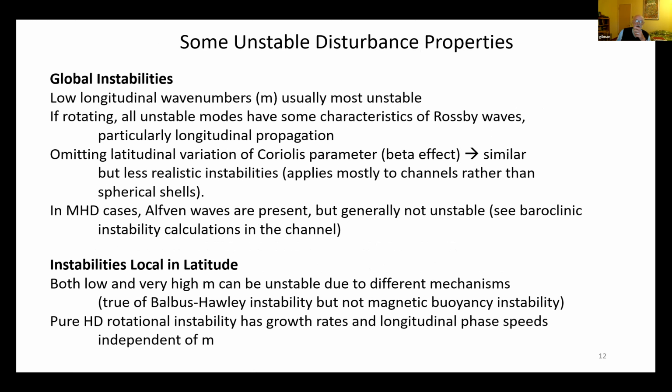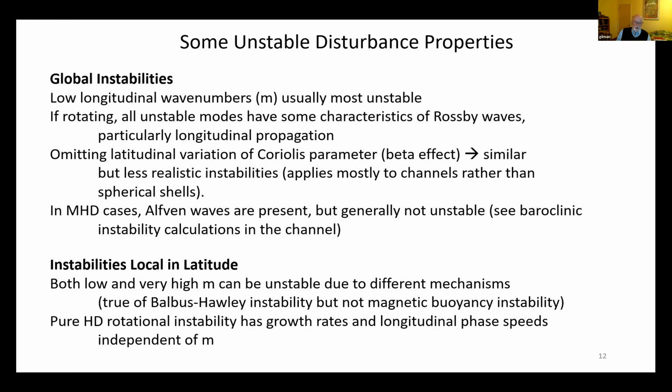So now just some general properties of instabilities in the global realm: the low longitudinal wave numbers M are usually the most unstable. If it's rotating, then all unstable modes have some characteristics of Rossby waves, particularly their longitudinal propagation, but they're not simple Rossby waves. If you omit the latitude variation of the Coriolis parameter, then you get no Rossby waves, but you still can get instability. They're just less realistic for spherical shells. In the MHD case, you're generally going to have Alfvén waves present, but they're generally not unstable. It's really the shear of one sort or another that's giving you the instability.